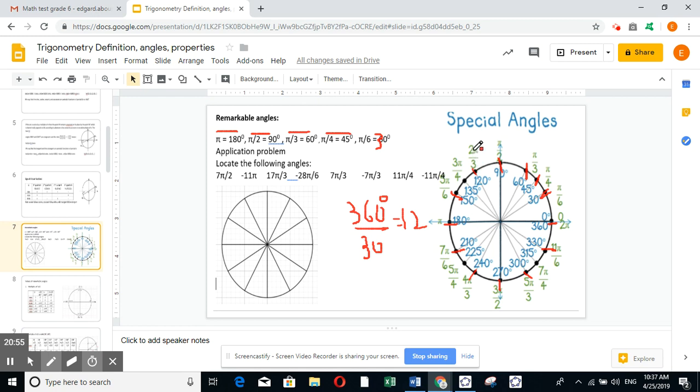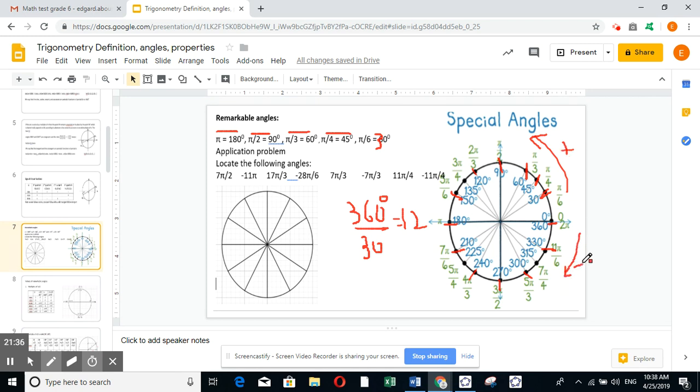Then 4 pi over 6, which is 2 pi over 3, 5 pi over 6, 6 pi over 6 is pi, 7 pi over 6, 8 pi over 6, which is 4 pi over 3, 9 pi over 6, which is 3 pi over 2, 10 pi over 6, which is 5 pi over 3, 11 pi over 6, and 12 pi over 6, which is 2 pi. Or you can move in the negative direction: minus pi over 6, minus 2 pi over 6, minus 3 pi over 6, minus 4 pi over 6, minus 5 pi over 6, etc. So this is the positive sense, and this is the negative sense.